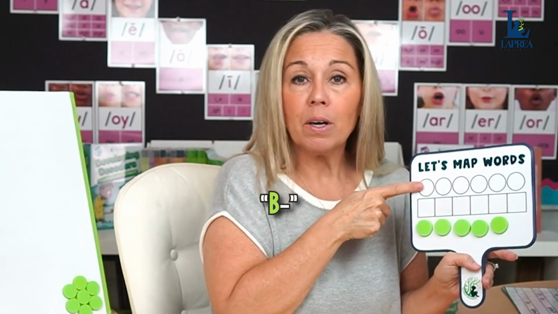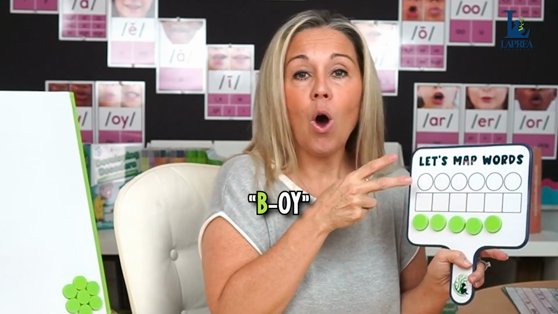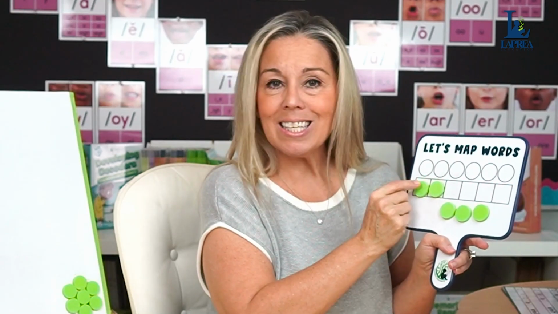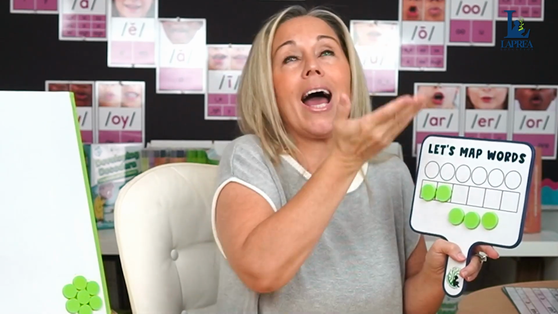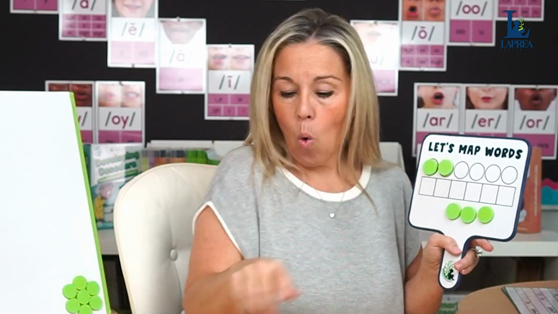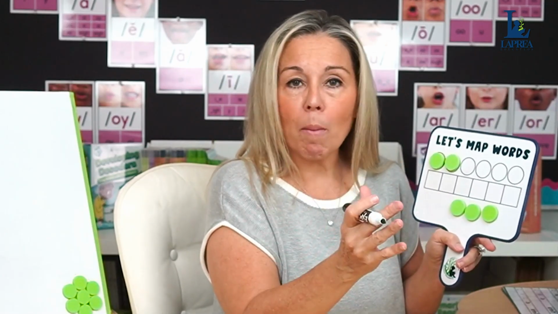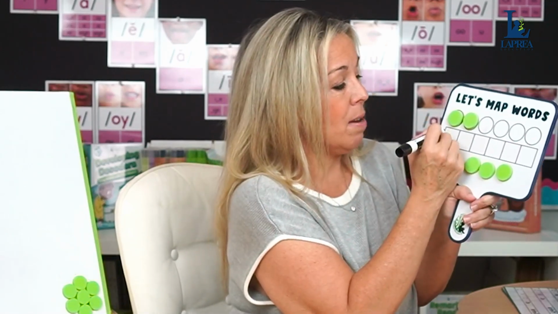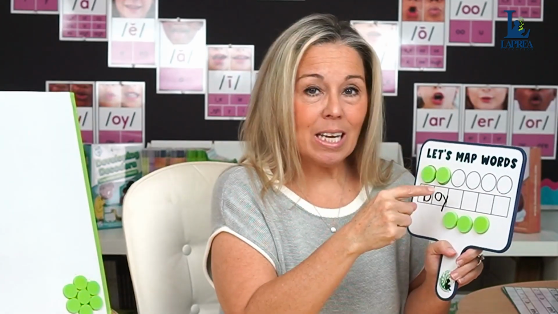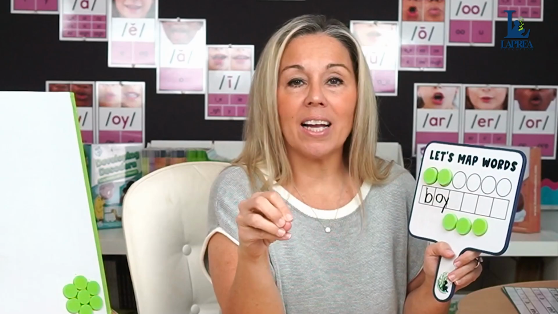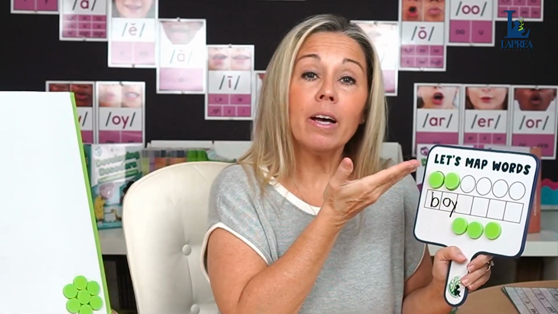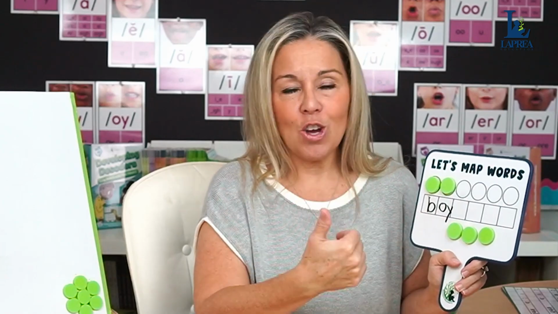So we have oi again. Oi. There are 2 sounds in boy, so we push up our 2 discs. Now we're going to move those up as we say the sounds. B, oi. What letter or graphemes represent the b sound? B. And now we think about the oi sound. The vowel team, OY, represents the diphthong oi. So we map the B to the b and the OY to the oi.